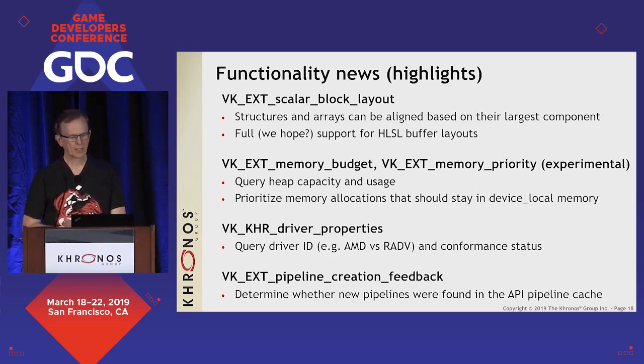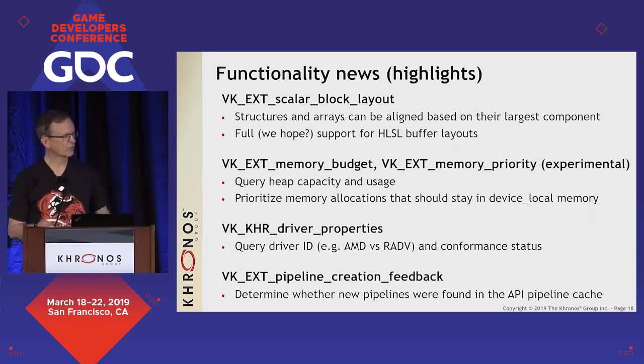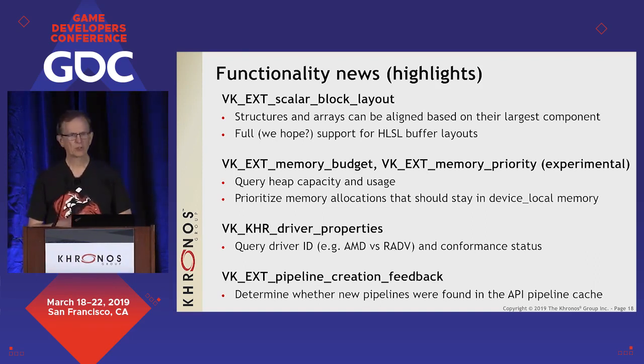The memory budget and memory priority extensions were created by Jeff there to address some of the gnarly problems with certain platforms that like to move your memory around, like move it off the GPU when you didn't want it to, or tell you you're out of memory, please die now. So these are experimental, as it says. We don't know if they're going to turn out to be perfect. Dan Ginsberg at Valve has been using them and says, yeah, pretty good. So we encourage you to try them, give us feedback.